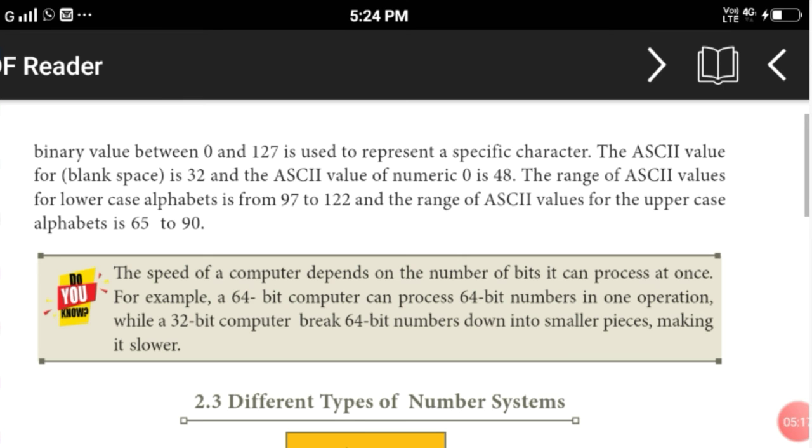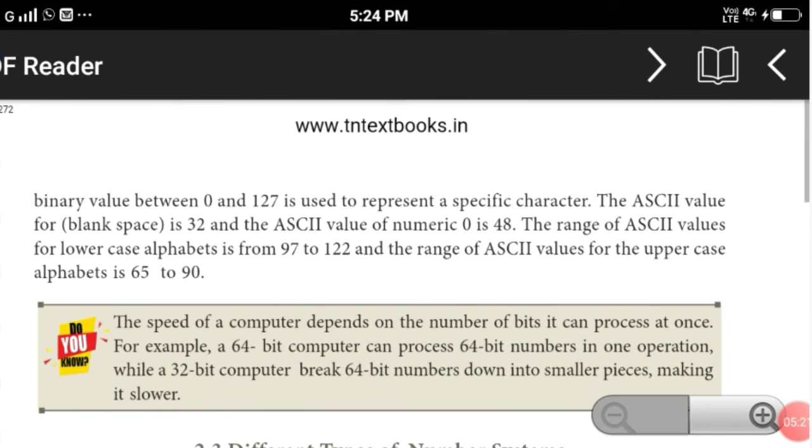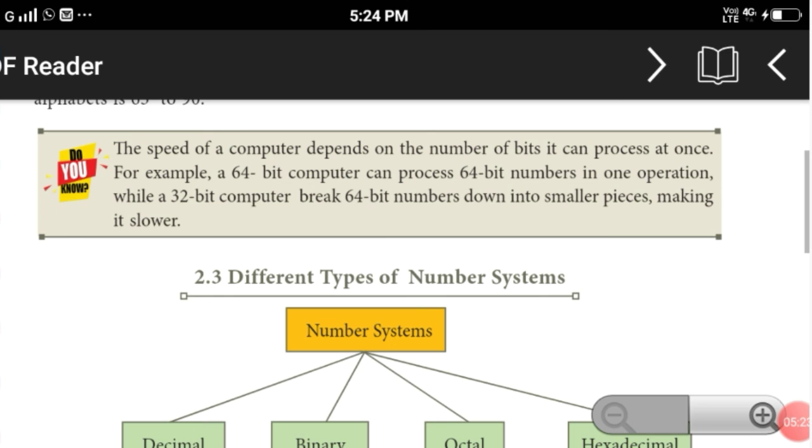So these are the different types of number systems. Continue watching my video in the next class. Continue watching so you understand this lesson. If you do not have the book, watch my video and learn the lesson.